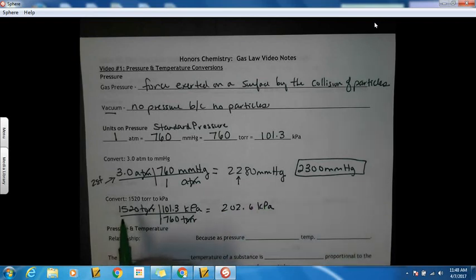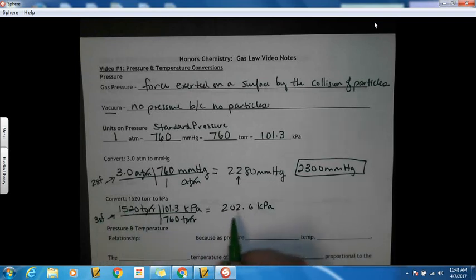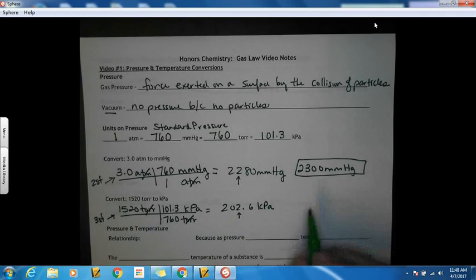Again, we need to consider our significant figures, and so we have 3 here, and so we need 3 in our answer. So 1, 2, this is the third, and we look to the right, and we see that we'll round up, and so we get 203 kilopascals for our answer.